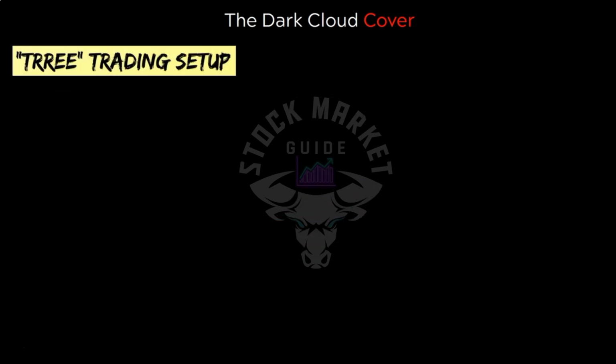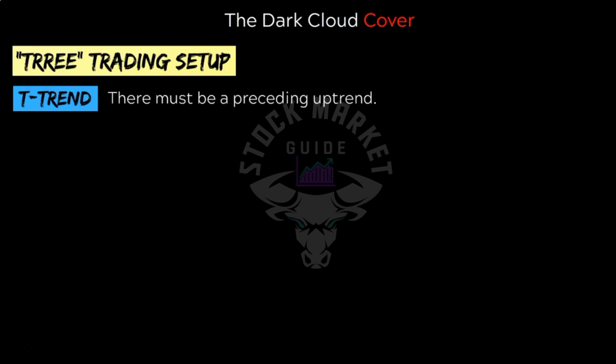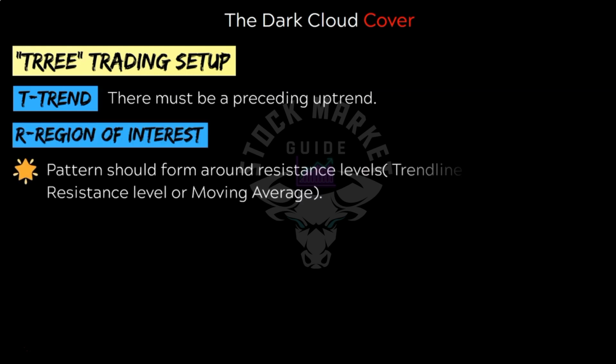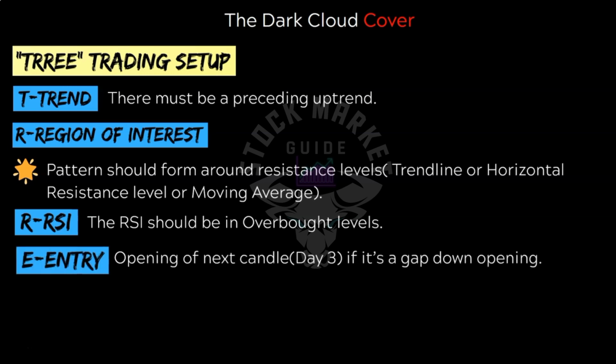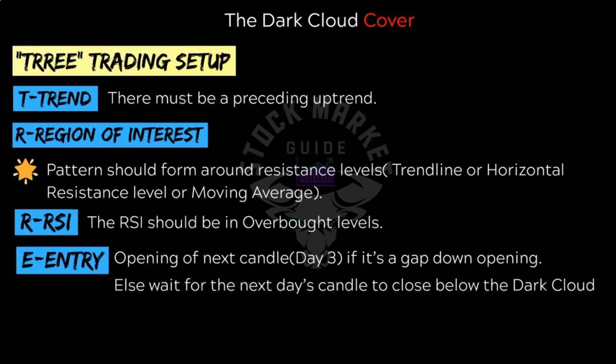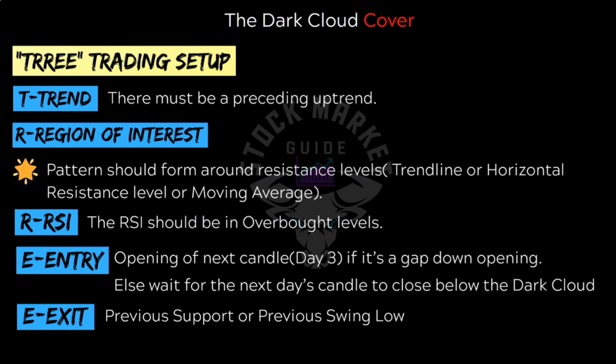Let's understand the trading setup for the dark cloud cover pattern. Now the trend must be up in case of dark cloud cover. Next is the region of interest. Now friends, since this is a bearish reversal pattern, it should form around resistance levels. Now this can be a trend line or horizontal resistance level or even a moving average. Now for RSI, the RSI should be in overbought levels. Then friends, the entry can be the opening of the next day's candle, that is the day 3 candle, if it's a gap down opening. Else just wait for the next day's candle, that is the day 3 candle, to close below the red candle of the pattern. Only then take the entry.